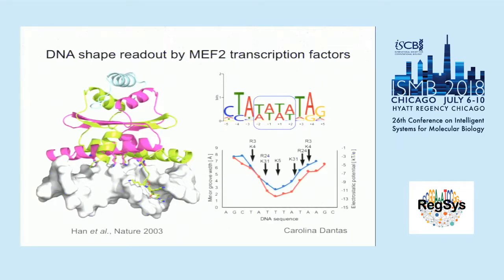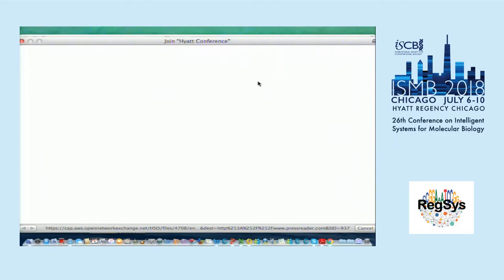This plot shows you in blue the measurement of minor groove width across the minor groove, from backbone to backbone, along this binding site.